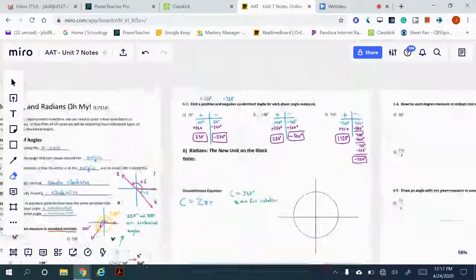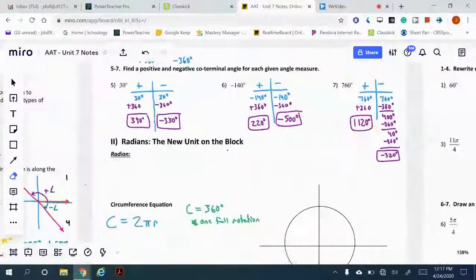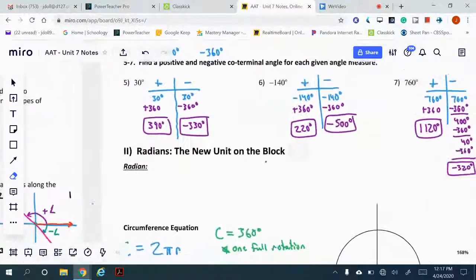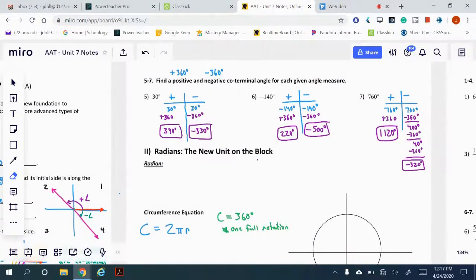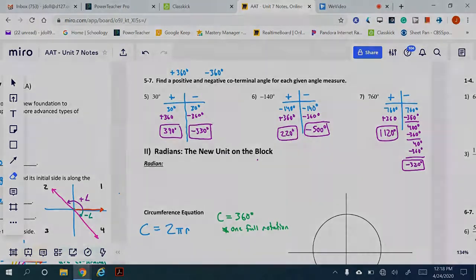All right. Well, next video we're going to explore radians, the new unit on the block. The good news about the second part of these notes is that what we're actually going to do is completely the same. What's going to change is the unit of measurement we're working with in our angles, and we'll talk about that in that video. So I will see you there.